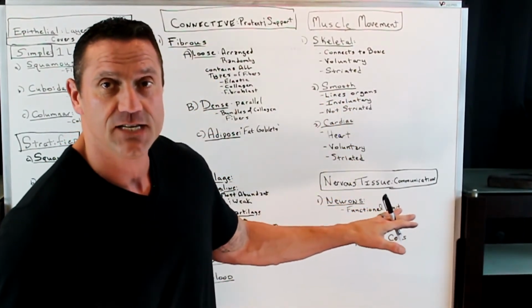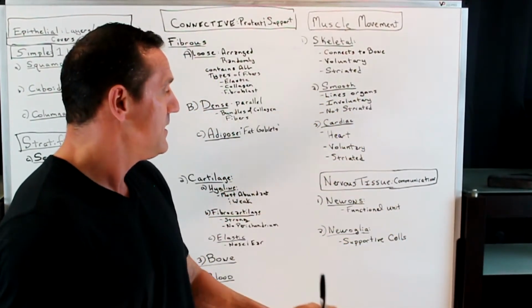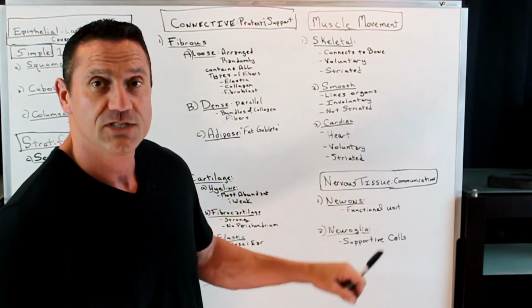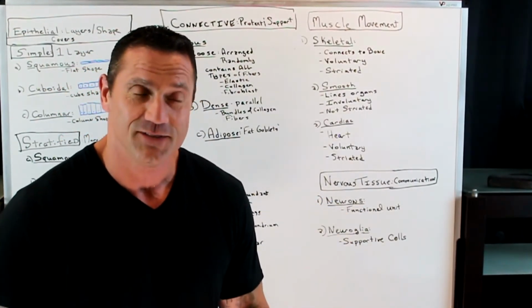Last, we have the nervous tissue, and we have the neurons, which are the functional unit of the nervous tissue.